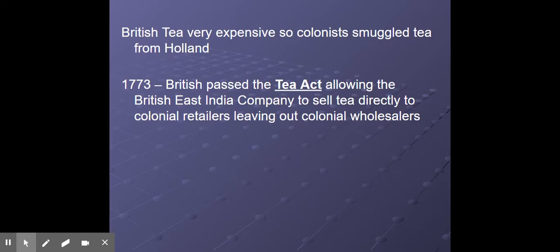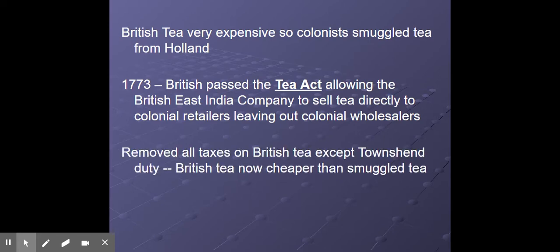And what the British are trying to do is, hey, you colonists, look, you can buy directly from us and your tea will be cheaper. And to top it all off, we're going to take all the taxes on tea away, except for the Townshend duty. Except for that Townshend tax. All the other taxes are going to be removed. So now the British tea is cheaper than that smuggled tea. Look at how nice we are. We're taking away these tea taxes except for the Townshend tax, and we're going to cut out the middleman, and now your tea is going to be cheaper. So don't you worry about smuggling tea in from Holland. Come do business with us.